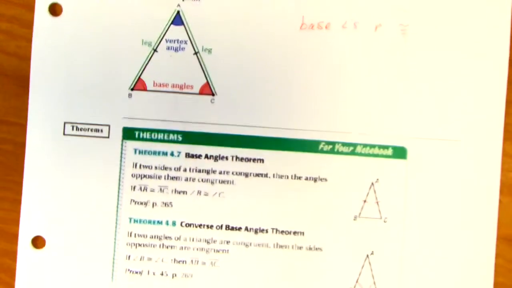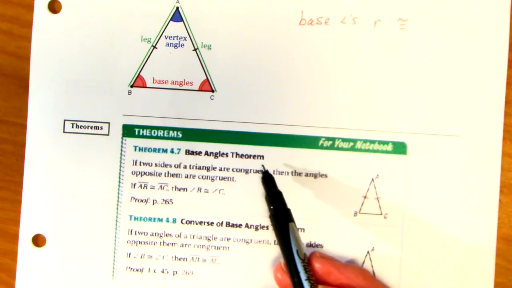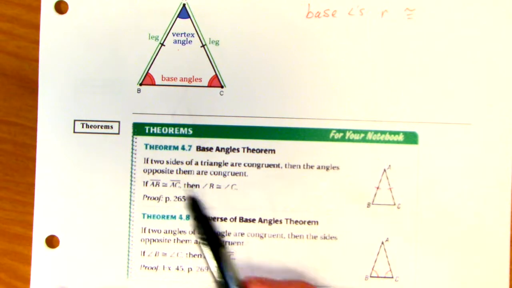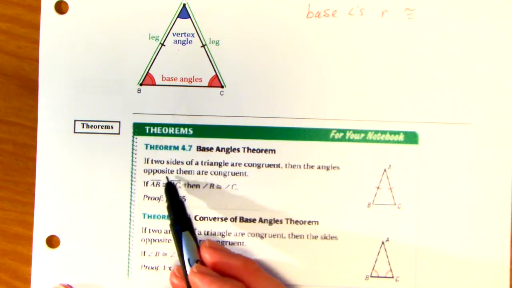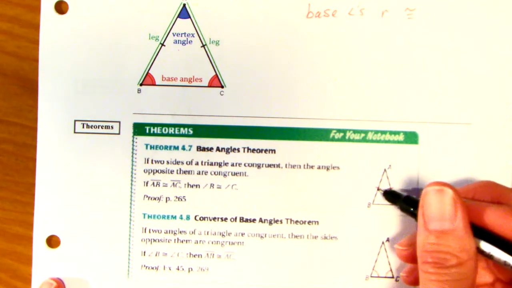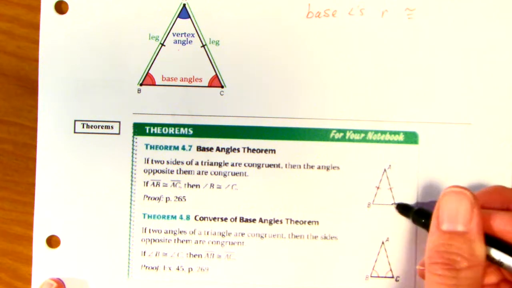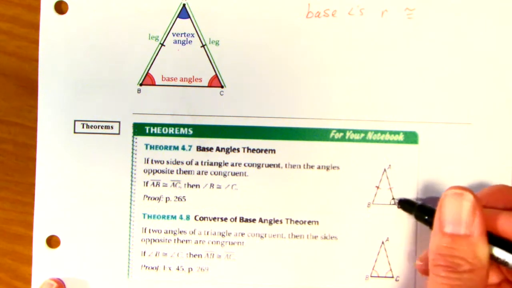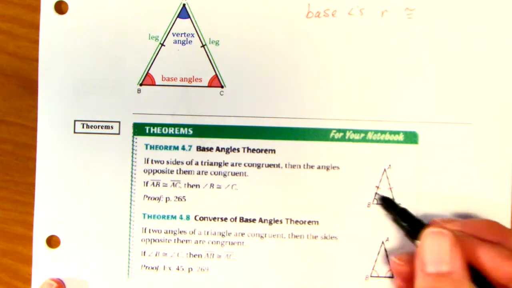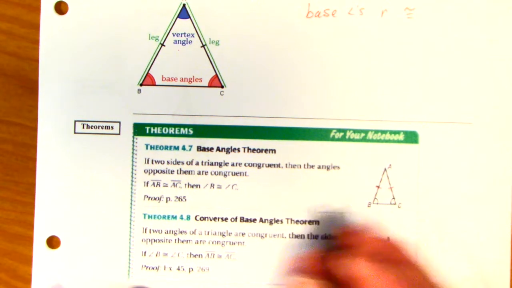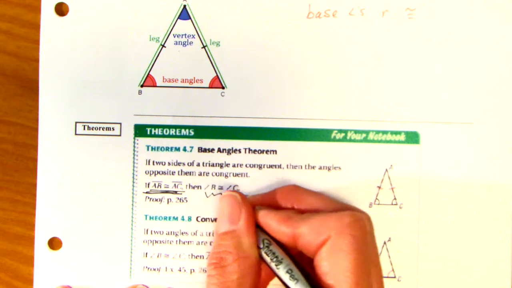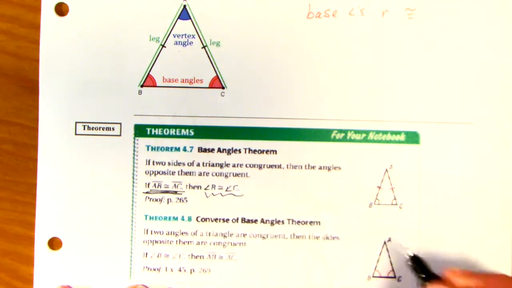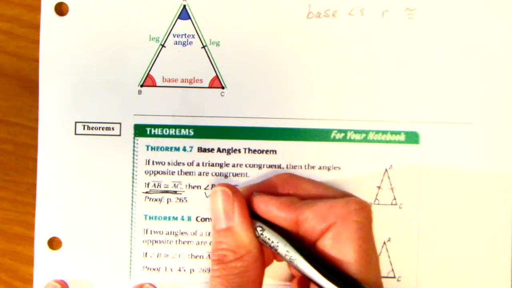All right, so let's look at some theorems. Base angles theorem: if two sides of a triangle are congruent, then the angles opposite them are congruent. Basically, this side is opposite that angle, and this side is opposite that angle. So you start with the sides, you end with the angles. This is my if part, this is my then part. Those are angles.